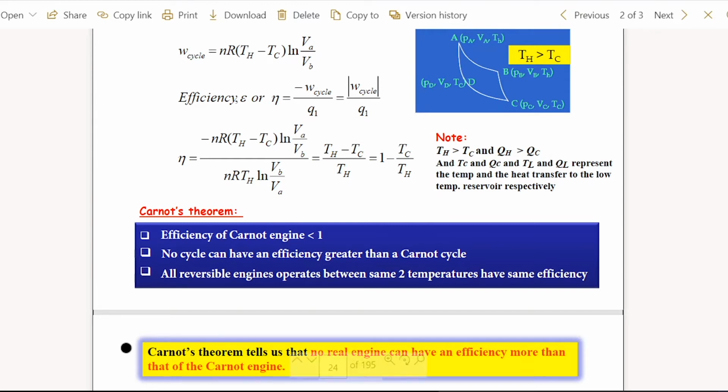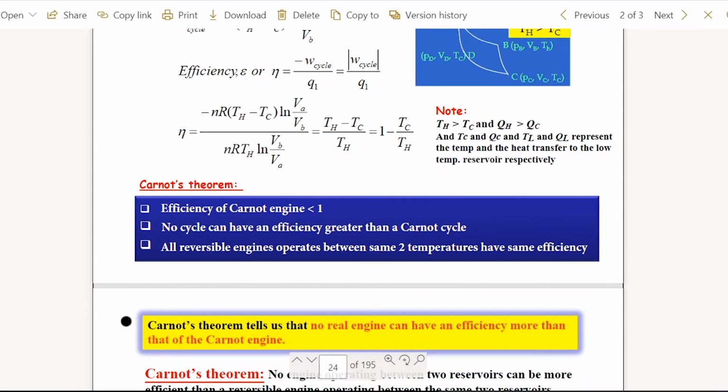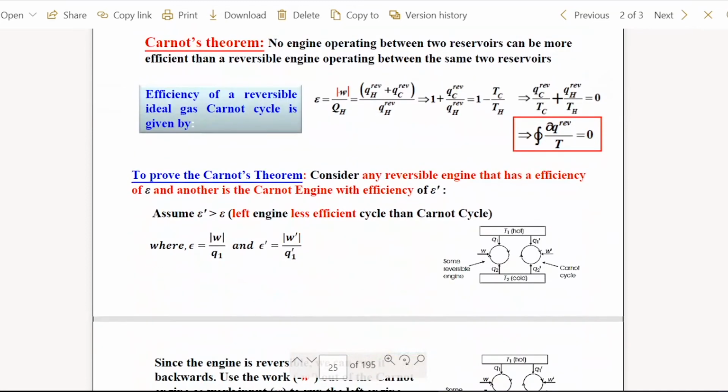And all reversible cycles operating between two temperatures have the same efficiency, which is the Carnot efficiency, according to the Carnot engine. These are the three consequences of Carnot's theorem. Efficiency of the Carnot engine cannot be more than 1. No cycle having efficiency greater than the Carnot engine is possible. Any two machines operating at the same temperatures will have the same efficiency, equal to that of the Carnot cycle. Okay. And this is to prove that no engine can be more efficient than a Carnot engine.